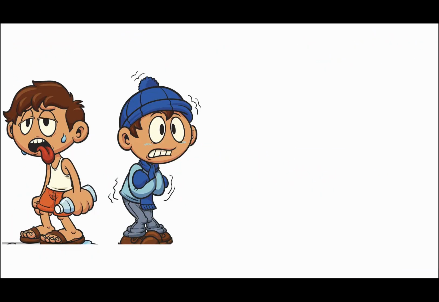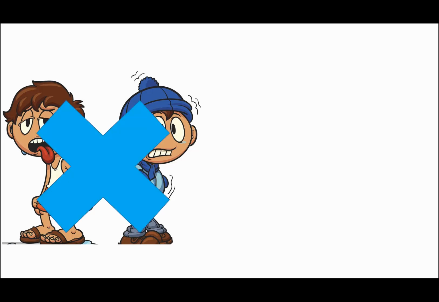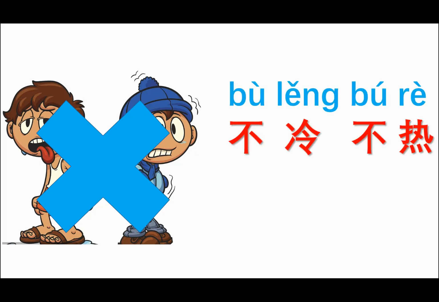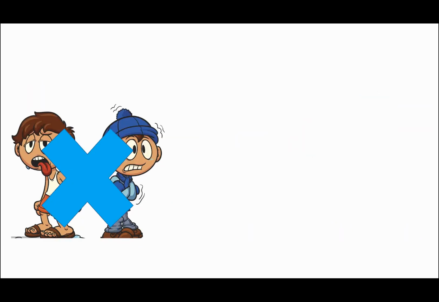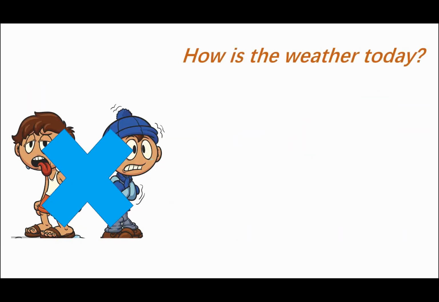Okay. Well, maybe today the weather for you is not cold nor hot, obviously. So how do we say neither cold nor hot? That is the negative form of cold and hot. So that is 不冷不热. Neither cold nor hot. Okay, so how's the weather today?